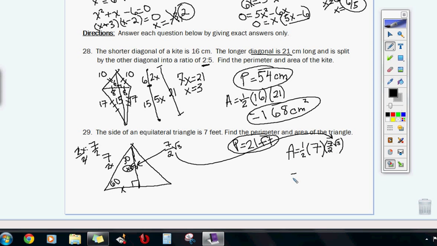So simplifying this, we can actually see here that this is really 7 over 1, remember, so the numerator is going to be 49 root 3. And then on the denominator, we're going to have 2 times 1 times 2, which is just 4, and that doesn't simplify. So that's actually the area of the equilateral triangle. And we can always find the area of an equilateral triangle if we only have a side given to us because of that 30, 60, 90 relationship.